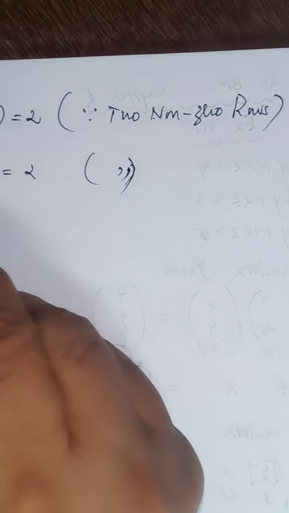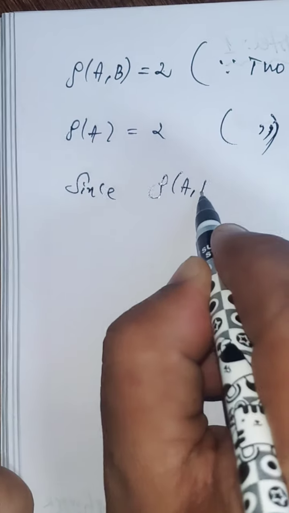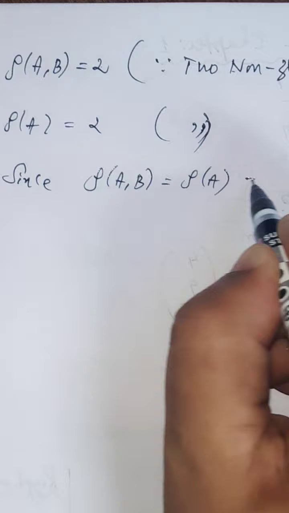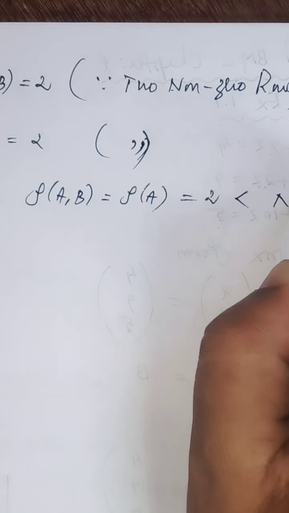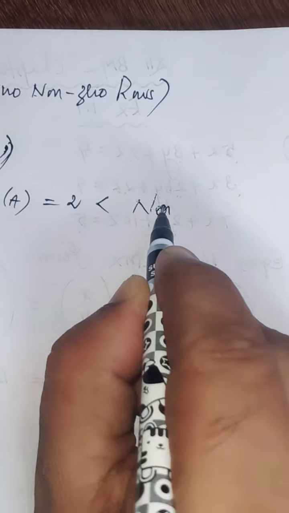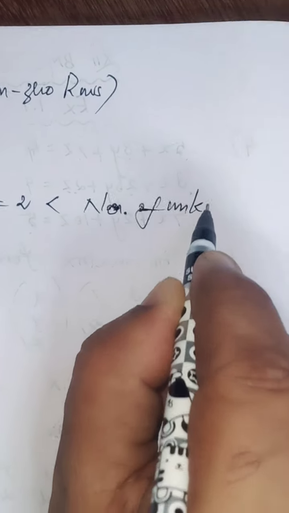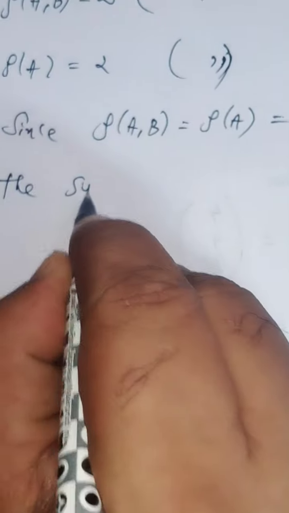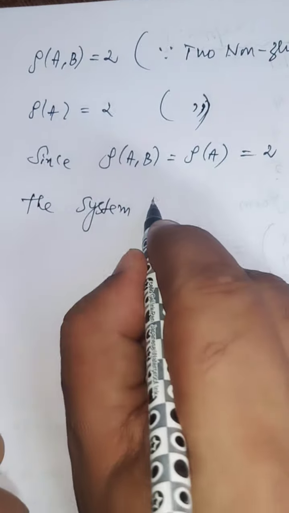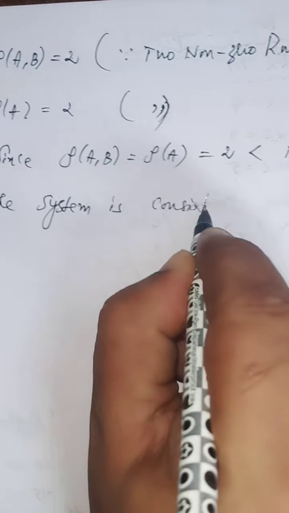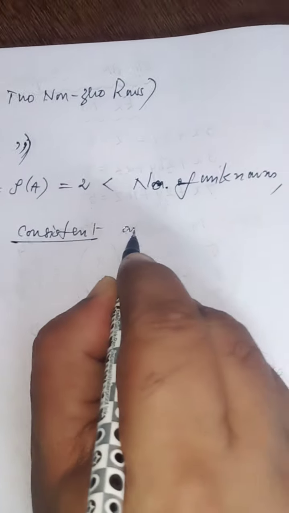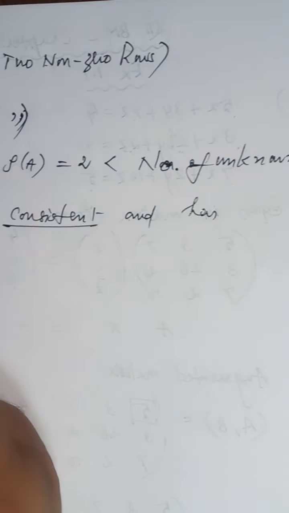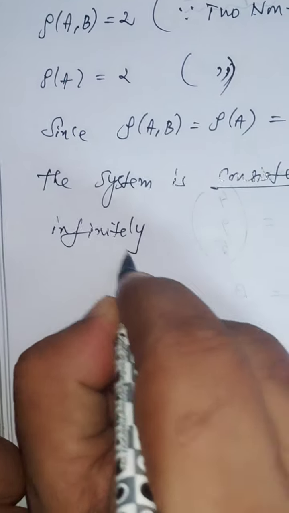Since rank of A comma B is equal to rank of A, which is equal to 2, but this is less than the number of unknowns. We know the number of unknowns x, y and z is 3. Here 2 is less than 3, that is the number of unknowns. That means the system of equations is consistent and has infinitely many solutions.